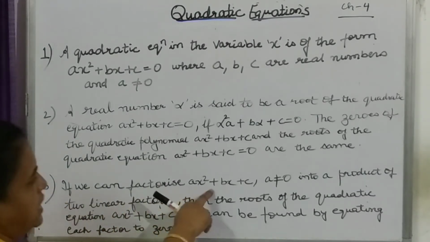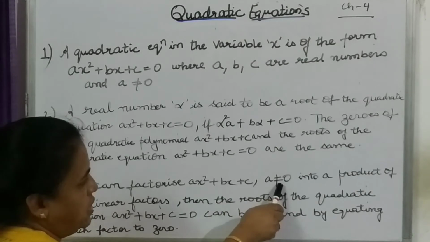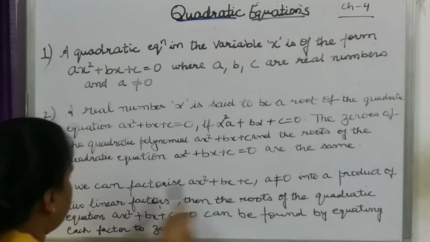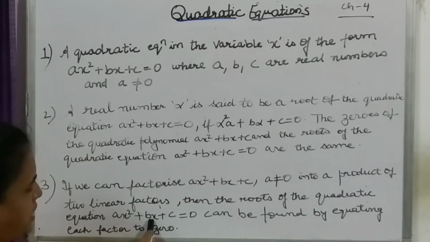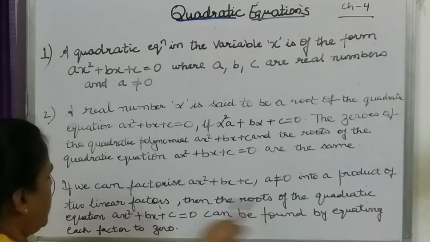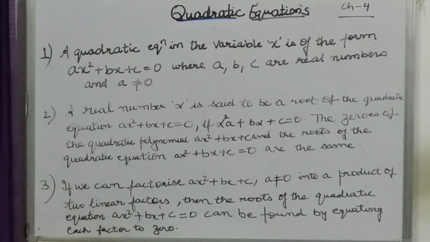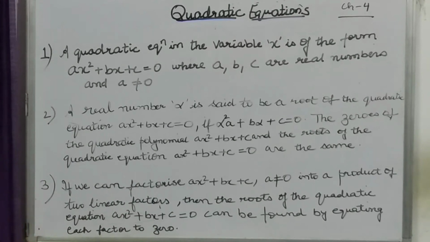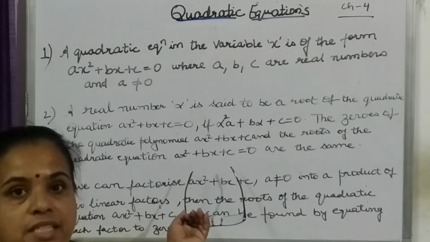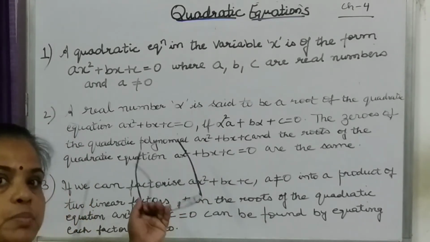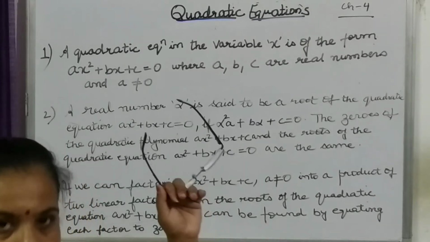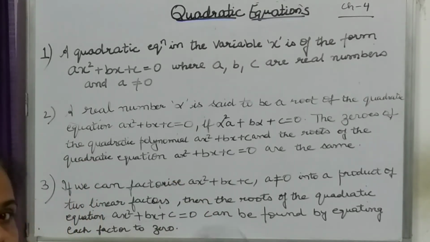If we can factorize ax square plus bx plus c, a not equal to 0, into a product of two linear factors, then the roots of the quadratic equation ax square plus bx plus c is equal to 0 can be found by equating each factor to 0. This I'll explain to you in detail. Everyone knows that you have done quadratic polynomials in your chapter on polynomials, that I can always factorize this polynomial ax square plus bx plus c into two linear factors. We'll explain this when we take some examples, and I'll explain how to do this.